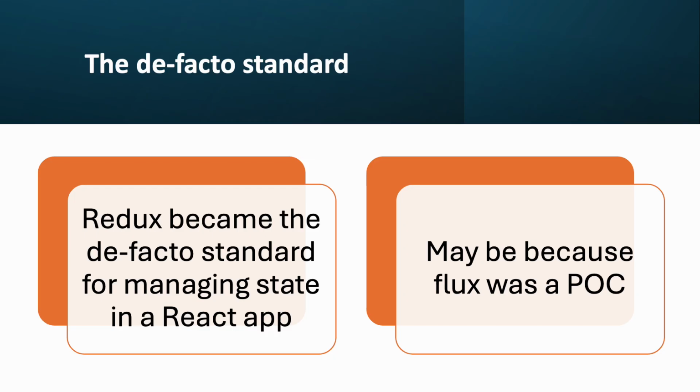Redux and MobX were the earliest state management libraries for React. Of the two, Redux became the de facto standard for managing state in a React app. Why? Perhaps because Redux was based on Flux, which was endorsed by Facebook, and because the Flux library was more like a proof of concept. Since Redux advocated for storing the entire application state inside a single Redux store, everything from API responses to form inputs and user preferences were stored and managed using Redux.